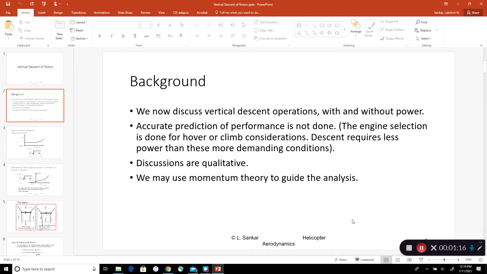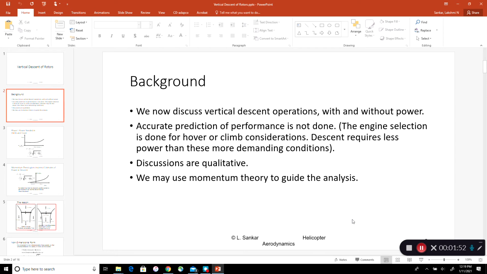So why is that? Because when you're descending, you can use your potential energy as one of the sources of power. Therefore, even if you lose engine power, you do have a source of power. There are really two sources of power. One is the kinetic energy in the rotating blades, but you don't want the blades to come to a stop. You want them to keep spinning. The second source of energy that you have available is your potential energy. So we are not worried so much about the power considerations.